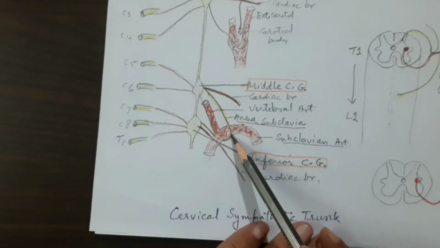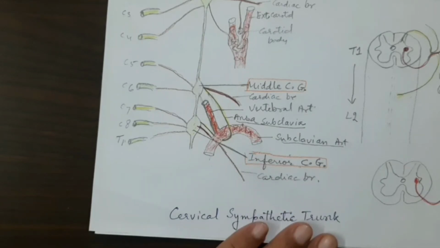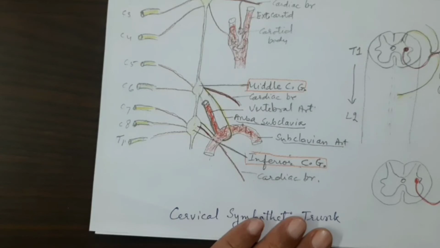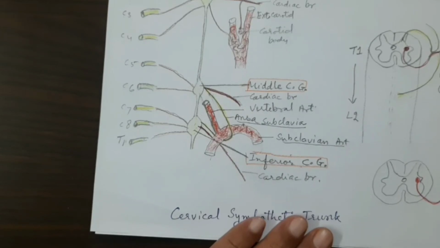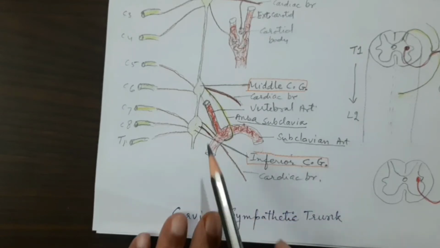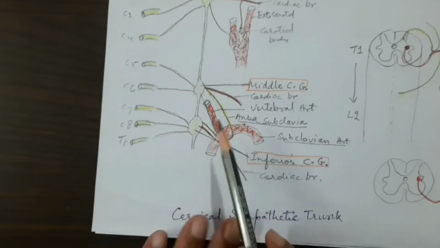But at the same time, a small fiber or communicating twig will communicate with the phrenic nerve, which is going close to the subclavian, on the surface of the subclavian artery. That phrenic nerve will also carry these sympathetic fibers along with it. Now let us come to the branches.